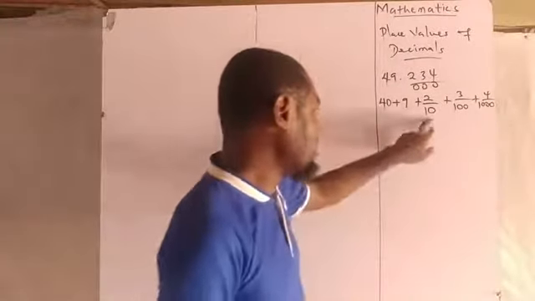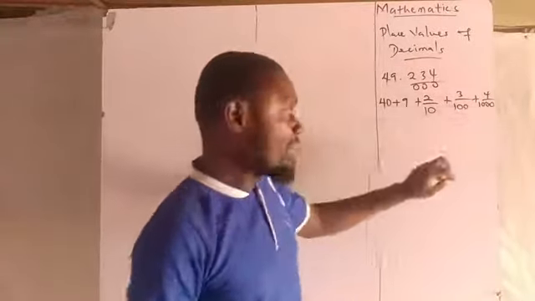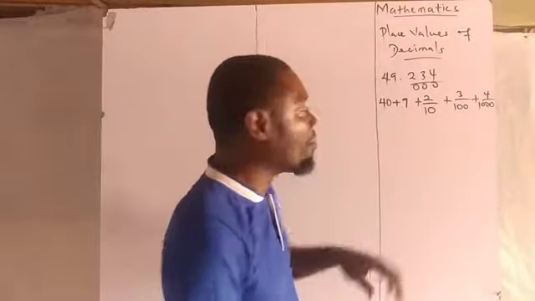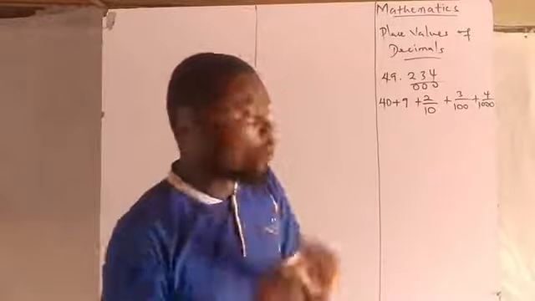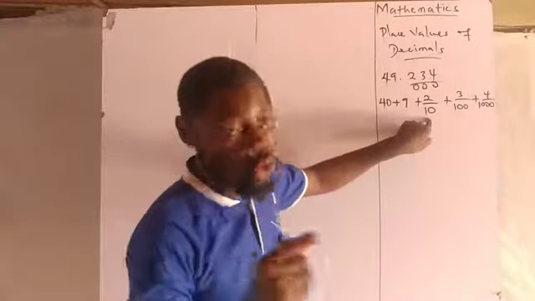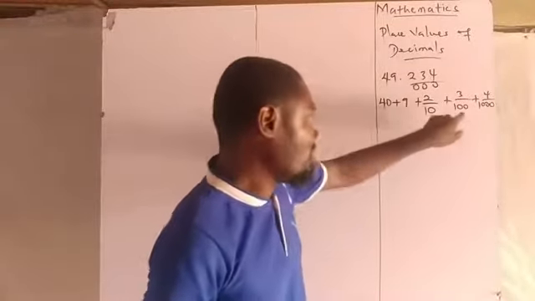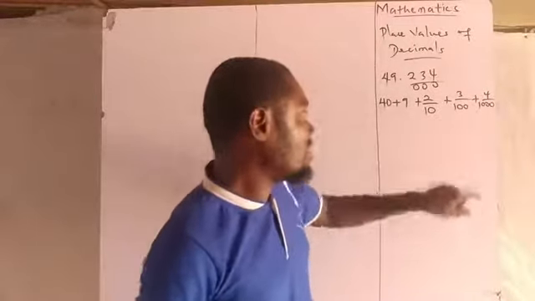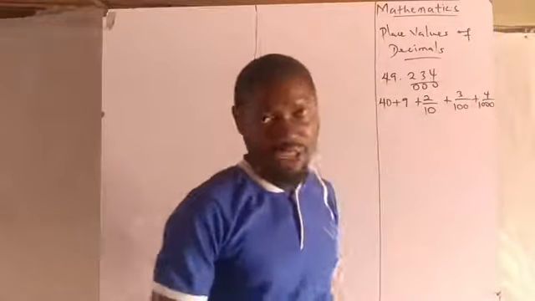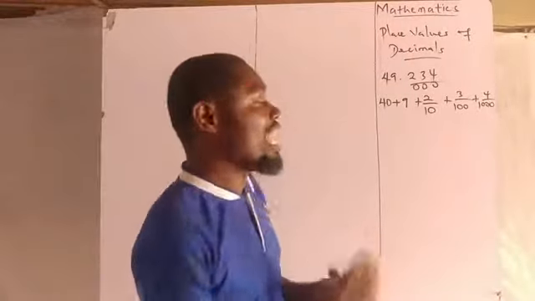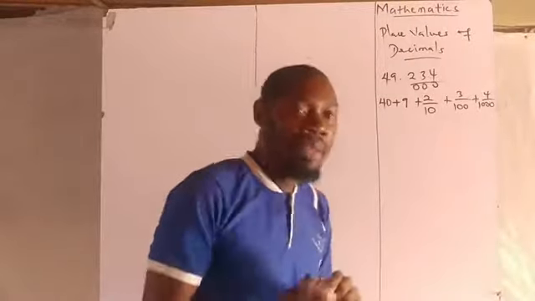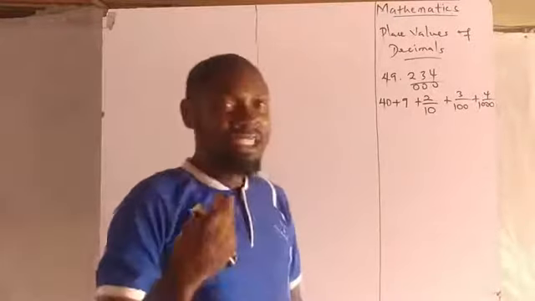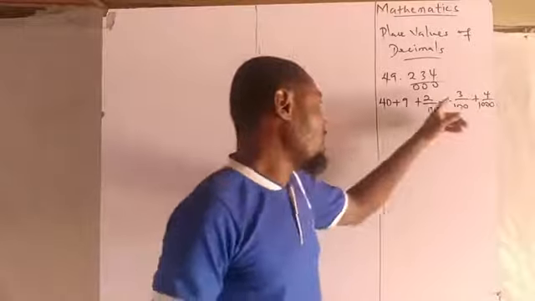This is 10, 100, 1,000. But because they are in fractional form, remember, please be careful. This is 10, this is 100, this is 1,000, isn't it? Because they are in fractional form, they happen to be the denominators of these fractions.